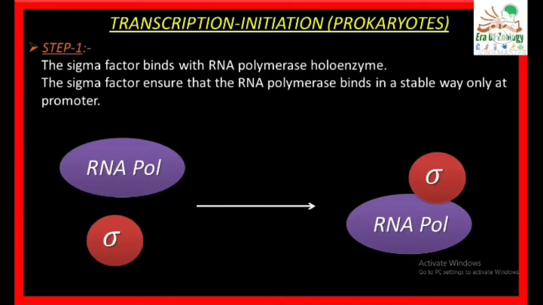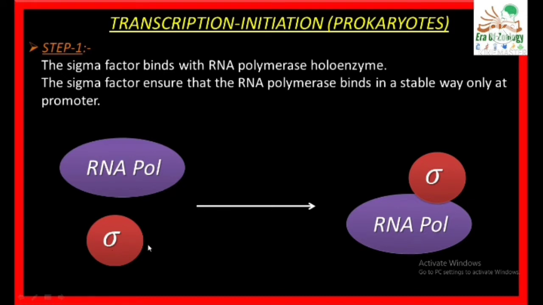In this lecture series, we are talking about transcription in prokaryotes, and in this lecture we are going to talk about the initiation part of transcription that occurs in prokaryotes. So let's get started. You can see in this schematic diagram the RNA polymerase holoenzyme and the sigma factor, right?